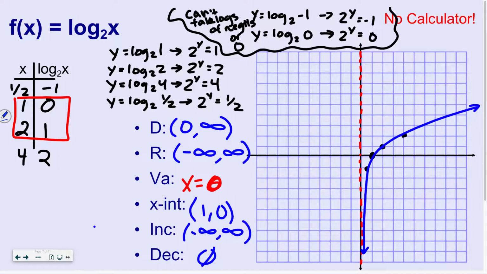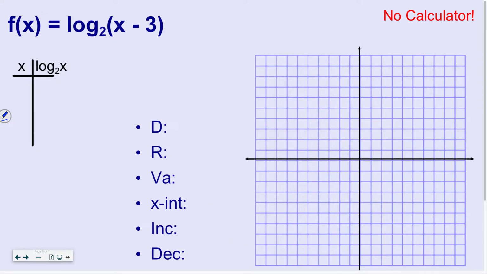Okay, so I'm going to take this graph, log base 2 of x, and add an extra number in so that we can talk about transformations and how we might graph. I'm going to graph real quickly log base 2 of x minus 3.